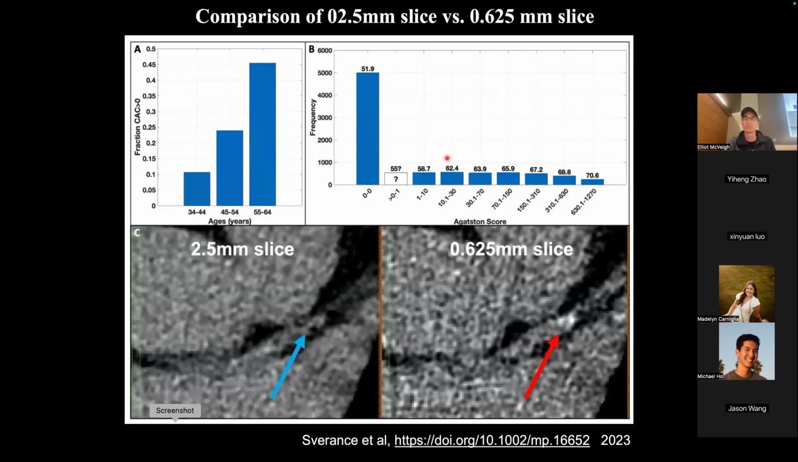This histogram gives, if you look at a large clinical database where they have people of all ages and they look at the calcium, the frequency of calcium scores: here's 1 to 10, 10 to 30, 30 to 70, 70 to 150, 150 to 310, 310 to 600. So it's going up sort of logarithmically. And that's the number of people that have that calcium score. And then this is the number of people that have a calcium score of 0.